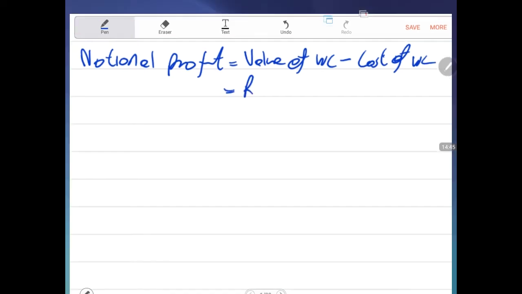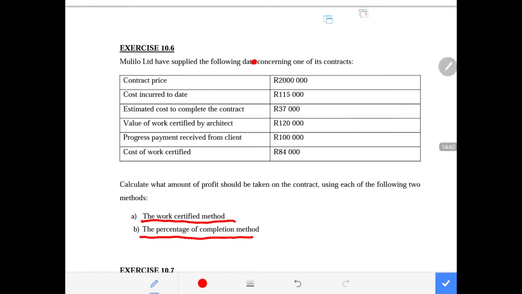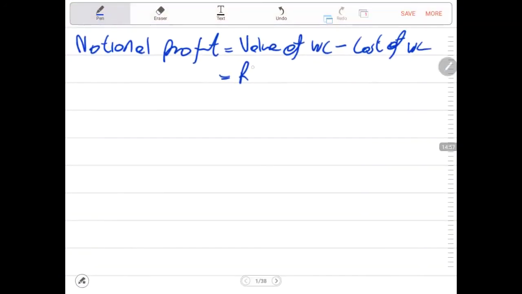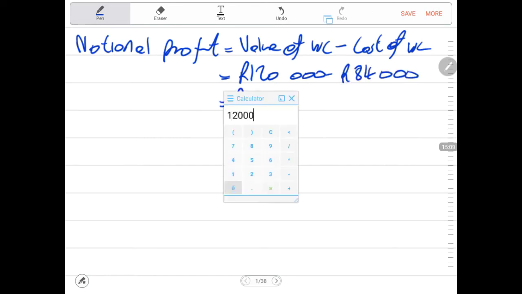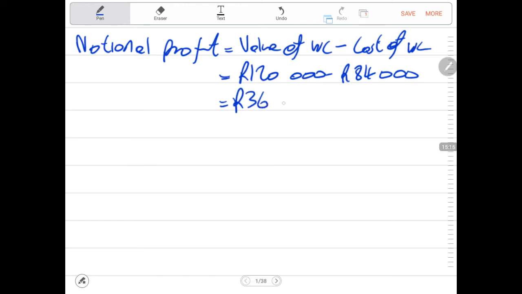Let us look for the value of the work that is certified, and the cost of the work that is certified. Then we say 120,000 rands minus 84,000 rands, and this will give us the notional profit. 120,000 rands minus 84,000 rands will be 36,000 rands, meaning our notional profit is 36,000 rands.